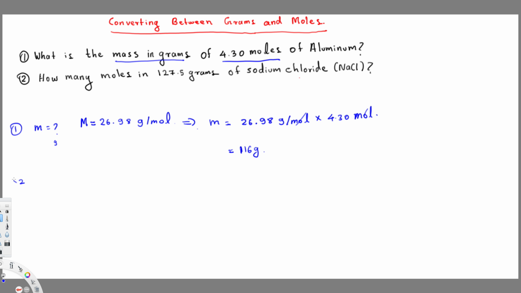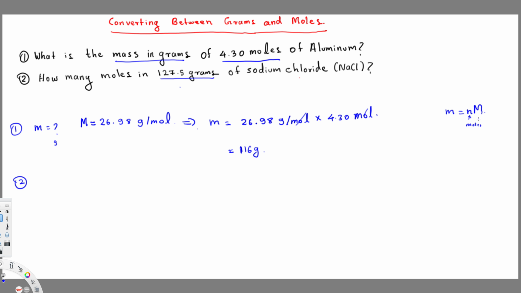The second question is asking how many moles in 127.5 grams, so mass is provided, of sodium chloride. So this is related to molar mass, and we have to find the moles. So we have to rearrange this equation. We know this equation, m is equal to n times capital M, where n is what I am referring to as moles. So n times the molar mass.